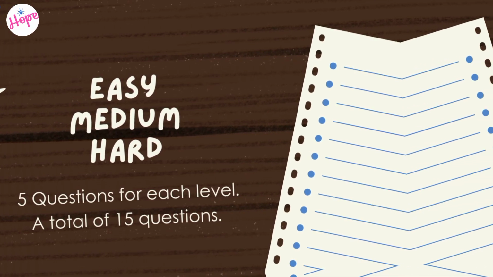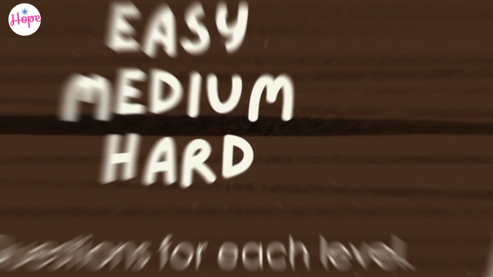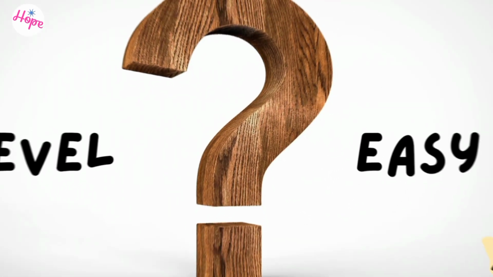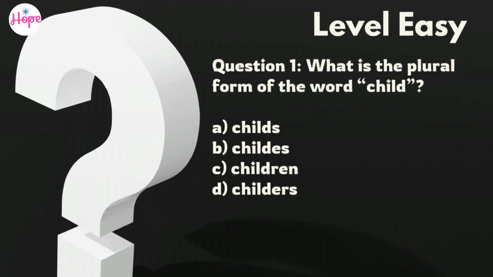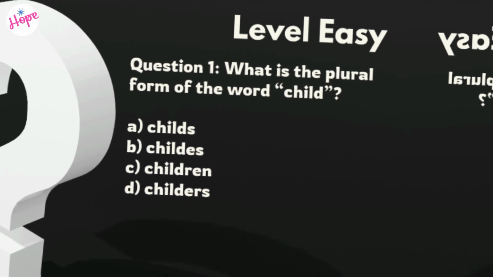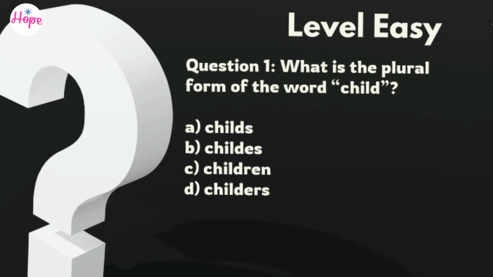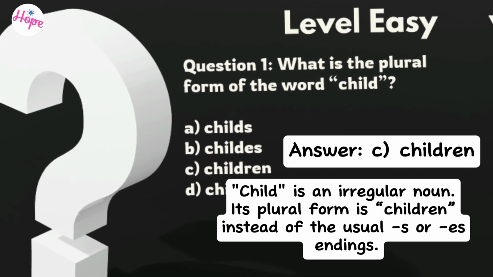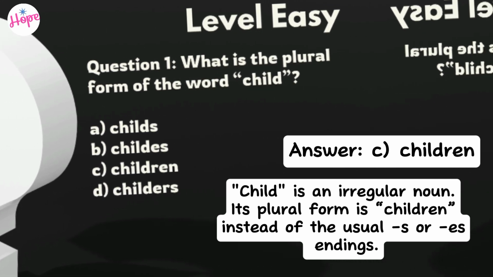Ready? Let's get started. Easy level. Question 1. What is the plural form of the word child? Answer C. Children. Child is an irregular noun. Its plural form is children instead of the usual s or es endings.